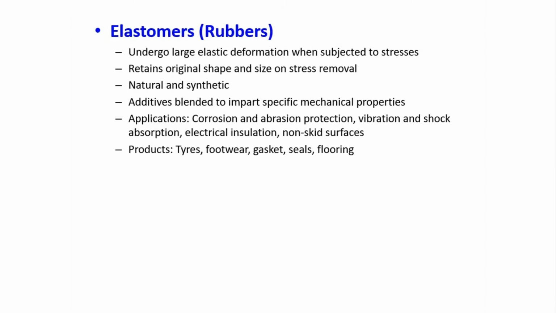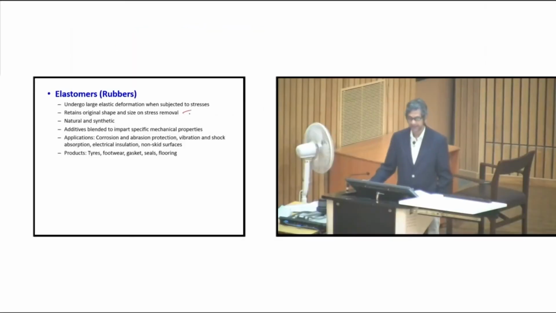Rubbers undergo large elastic deformations when subject to forces or stresses. They can retain their original shape and size after the stress is removed. Rubbers can be naturally available or synthetically produced, and they can be additive blended to produce specific mechanical properties. They are widely used in various applications like corrosion and abrasion protection, vibration and shock absorption, electrical insulation, and non-skid surfaces. There are different products like tires, footwear, gaskets. Most gaskets, seals, and floorings are made of them.